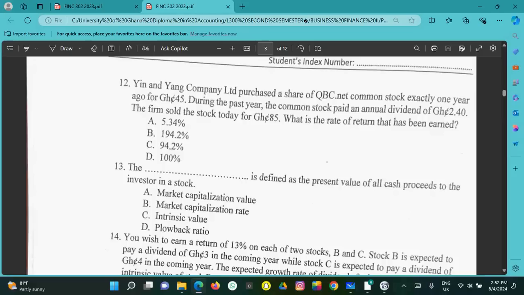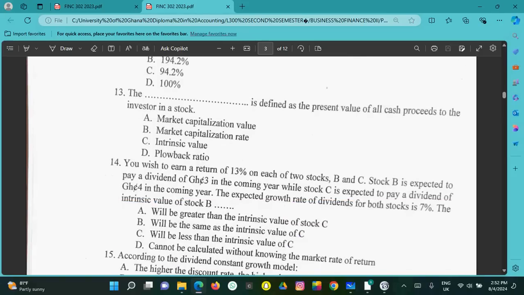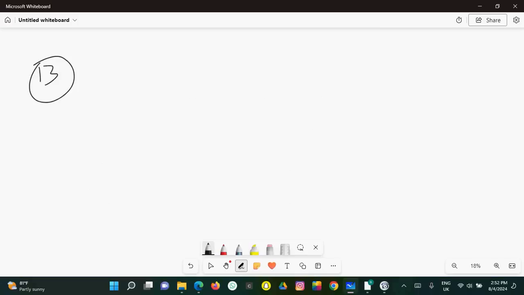So question 13. The dash is defined as the present value of all cash proceeds to the investor in a stock. So the dash is defined as the present value of all cash proceeds to the investor in a stock, which is the intrinsic value. So the answer is C.